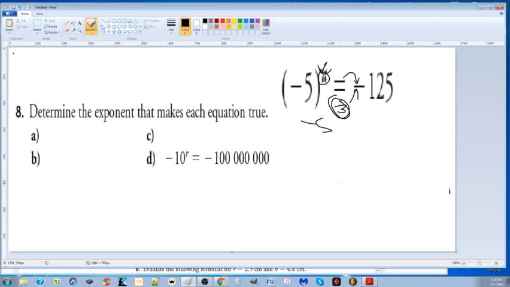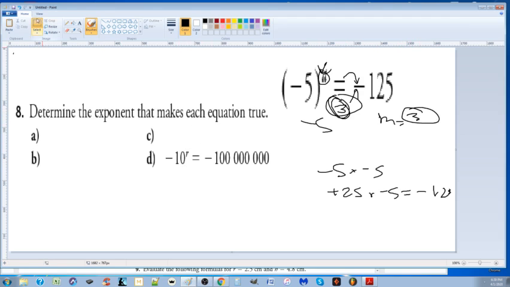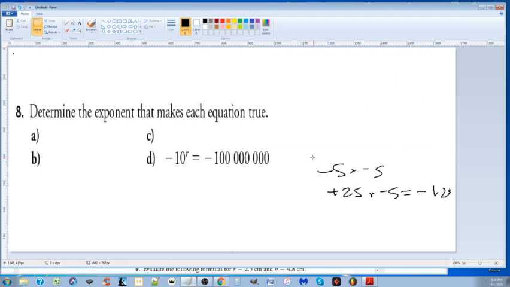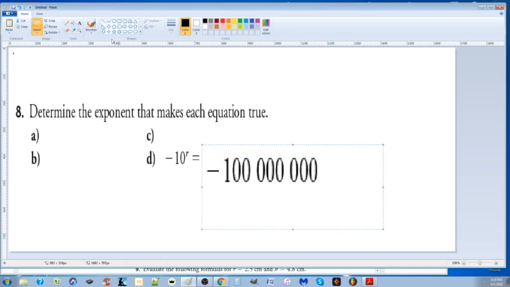So I'm going to test out 3. Negative 5 times negative 5 is plus 25. Times a negative 5 becomes negative 125. So indeed, my exponent, my m, must be 3. Then finally, what number, negative 10, is going to equal negative 100,000?